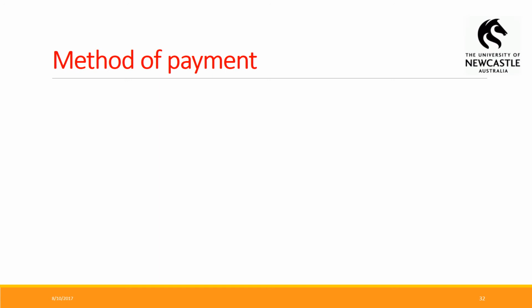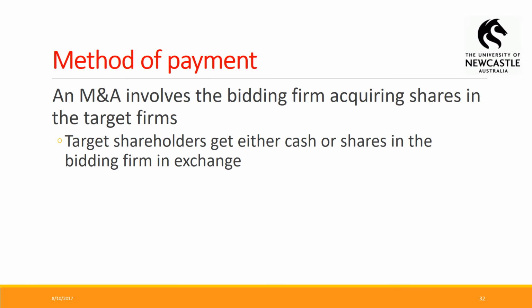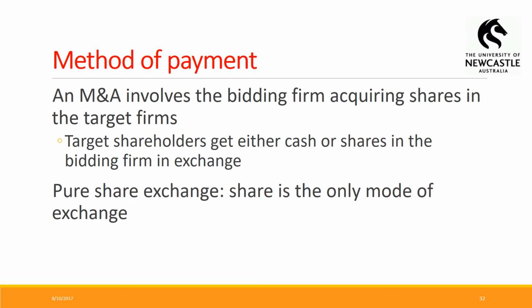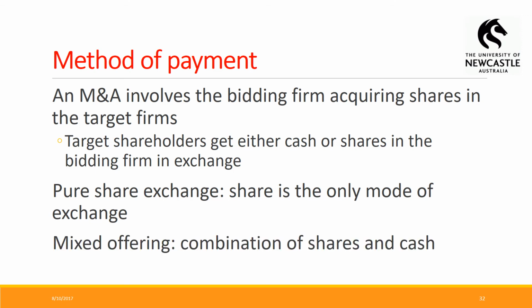We then look at the methods of payment in an M&A transaction. In an M&A transaction, the acquiring firm or the bidding firm buys shares from the shareholders in the target firm, right? So the shareholders in the target firm would either get cash payments or they could get shares in the bidding company in exchange. So there are two methods of payment, either a share payment or a cash payment or something in between.